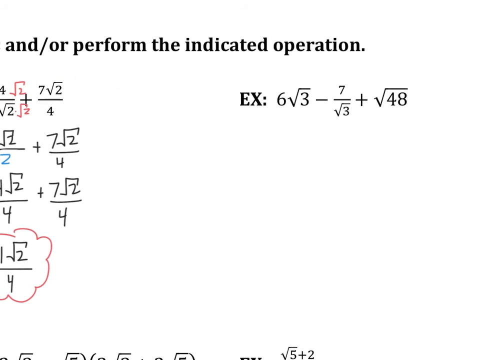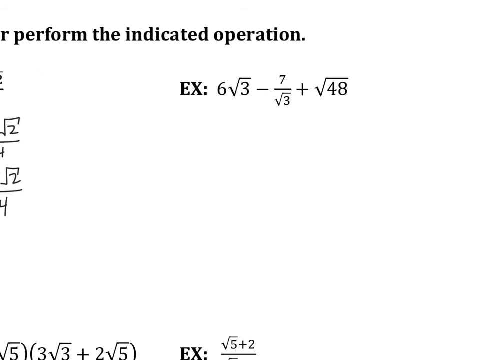I want you to go ahead and try this next example on your own. Simplify each term individually. Notice there's a radical in the denominator here, so you'll have to take care of that. You should be able to simplify the square root of 48. See if you can combine these terms. After you're done, come back and check. We'll see if you got it right.